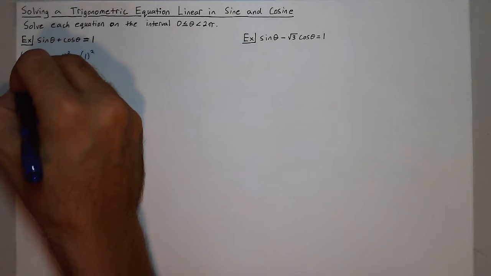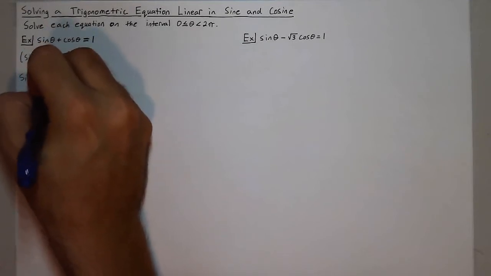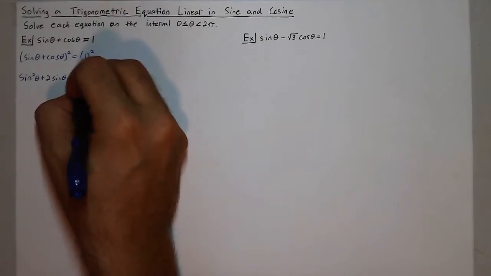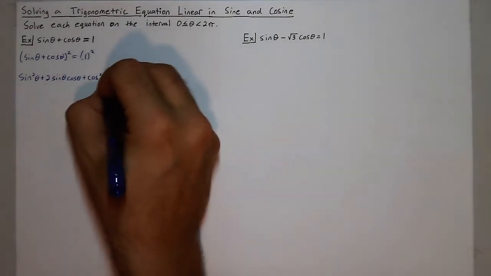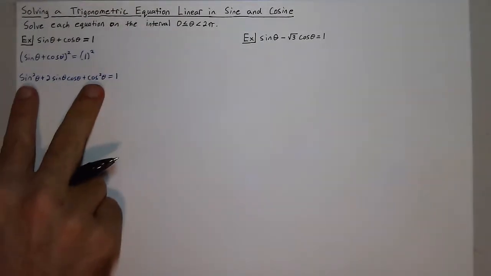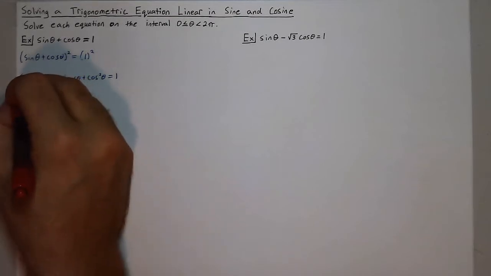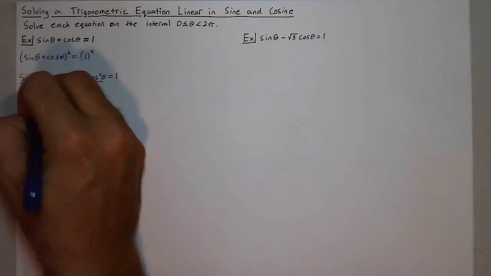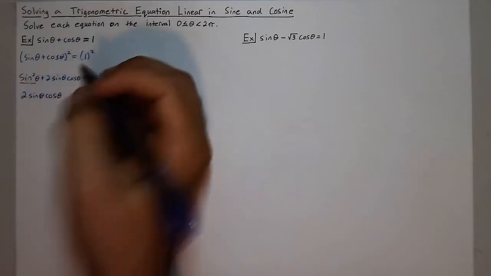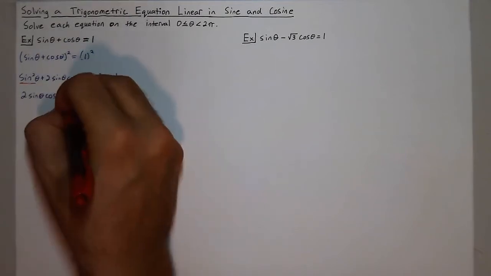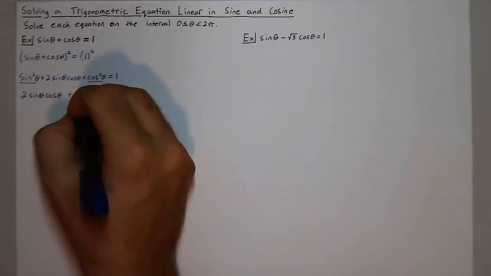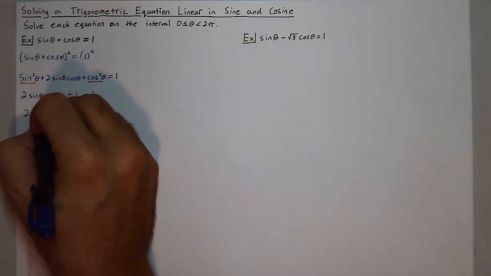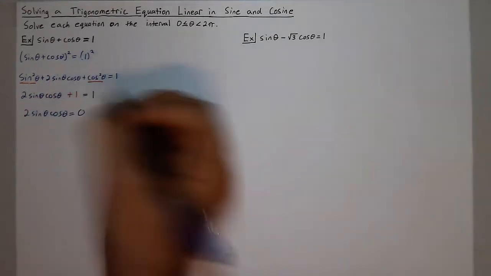So here when I square this, I get sine squared of theta plus 2 sine theta cosine theta plus cosine squared theta is equal to 1. So I see here I get sine squared plus cosine squared theta, which is the Pythagorean identity. So together that gives me 1. So I end up with 2 sine theta cosine theta plus 1 is equal to 1. So I can subtract 1 from each side, and I get 2 sine theta cosine theta is equal to 0.